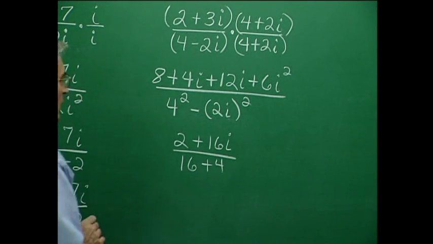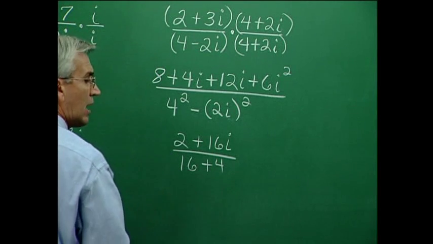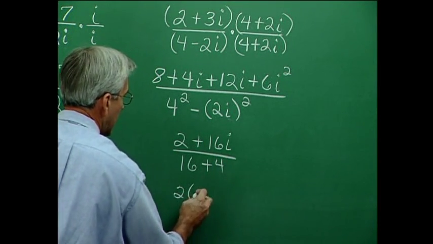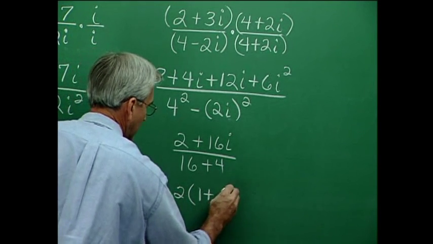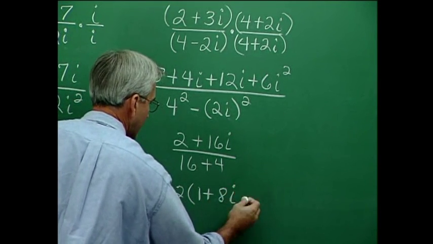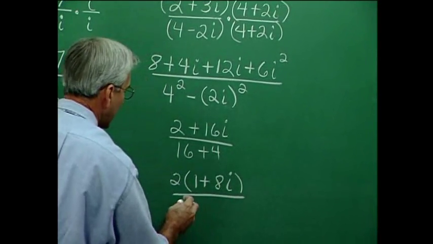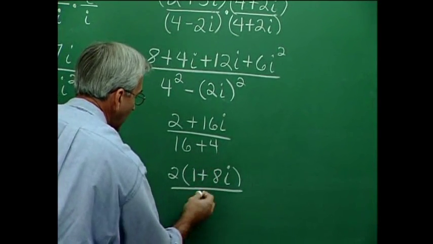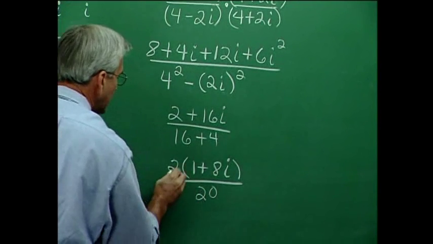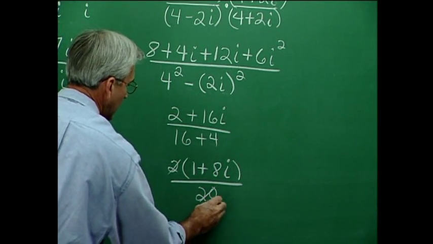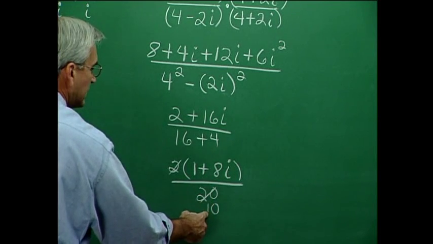I'm noticing a common factor in both numerator and denominator of 2. So I'm going to factor the numerator as 2 times (1 plus 8i). And in the denominator, let's see, 16 and 4, that's 20. And now we have the nice cancellation: 2 into 2, 1; 2 into 20, 10. So we have (1 plus 8i) over 10.